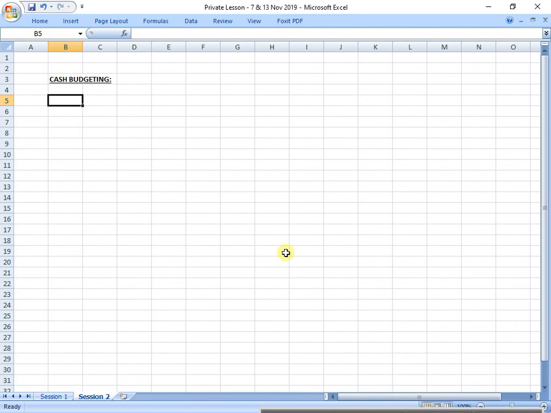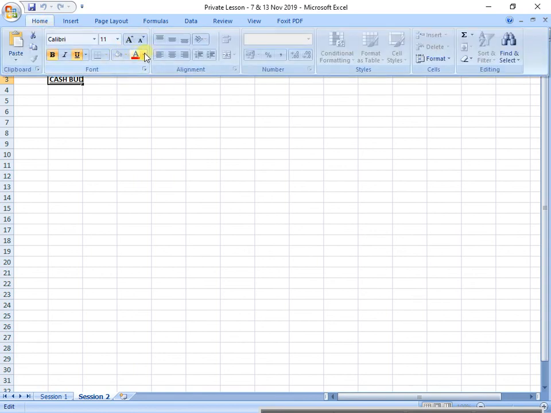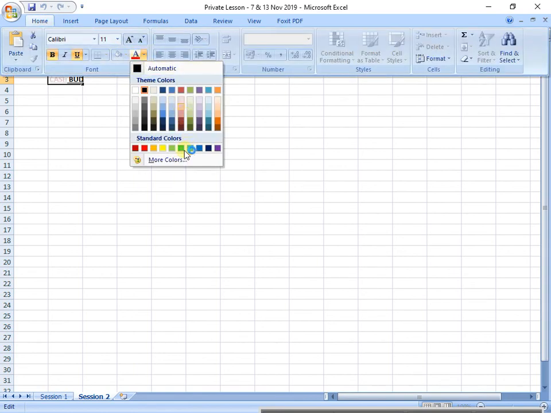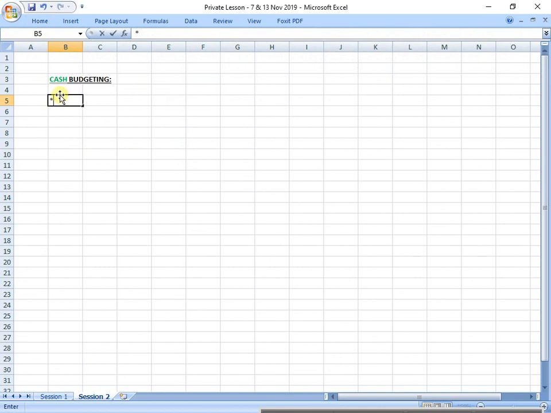We're looking at cash budgeting. The word cash refers to money, so bank, if you're looking at it from an accounting point of view. When looking at budgeting, the purpose of it is basically to analyze inflow and outflow.